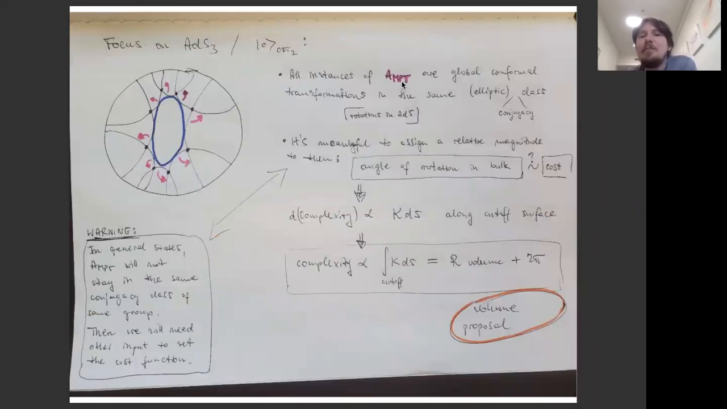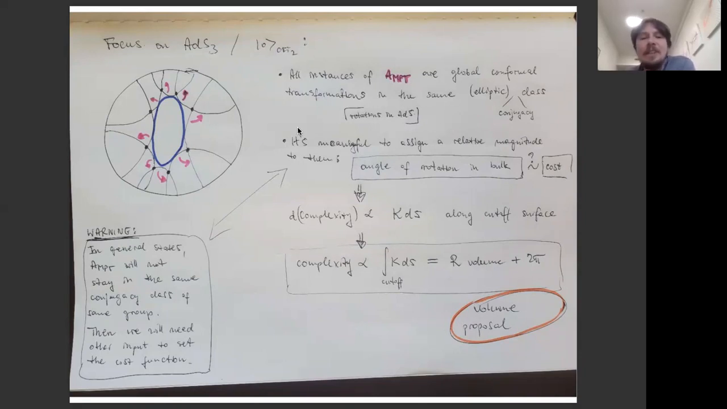All instances of modular parallel transport, if I'm in pure AdS-free, not in general, are global conformal transformations in the same elliptic conjugacy class of SL(2,R), which is maybe a fancy way of saying that they're just rotations about bulk points. Because they are all rotations, they're all in the same conjugacy class, so it is meaningful to assign a relative magnitude to them. And the magnitude is just the angle by which I am rotating.